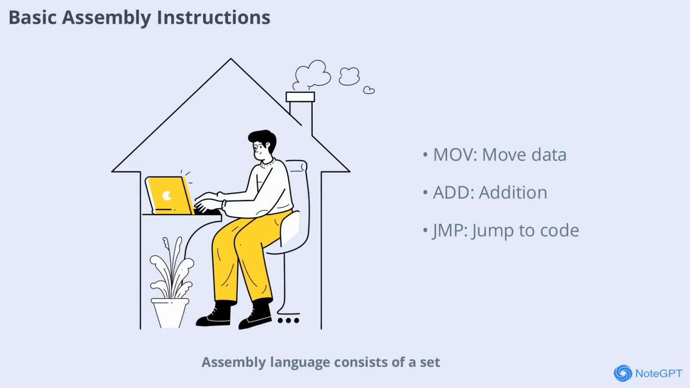Assembly language consists of a set of basic instructions that perform simple operations. Common instructions include MOV for moving data, ADD for addition, SUB for subtraction, and JMP for jumping to another part of the program. Each instruction is designed to perform a specific task, and by combining them, programmers can create complex programs. Understanding these basic instructions is the first step to mastering assembly language.